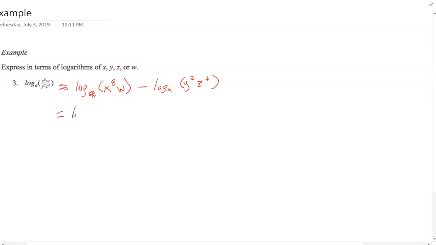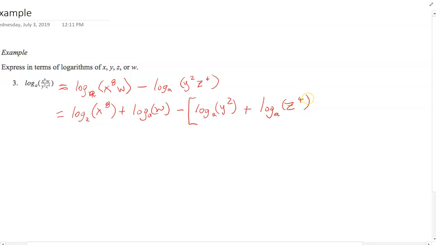You're looking at products, so that's going to be log base a of x to the 8th plus log base a of w minus, I want to use a parentheses right here because we're going to make this another product, and then we're going to be adding them if we expand it out. So that's log base a of y squared plus log base a of z to the fourth power.